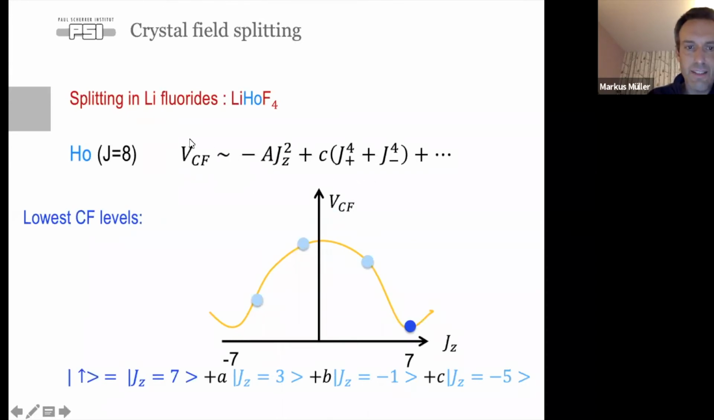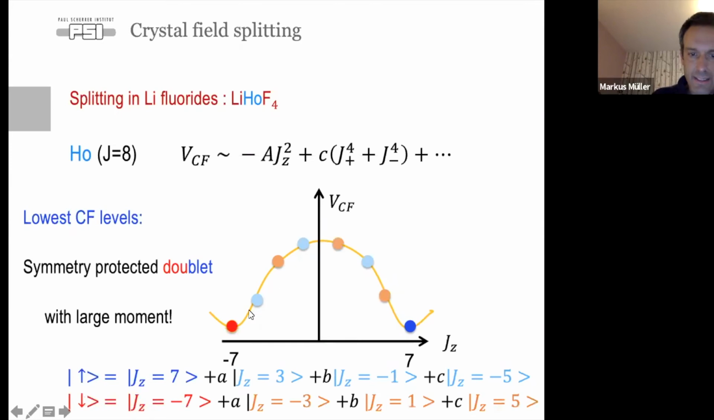In reality, you get a crystal field potential that acts in the lowest shell of this LSJ manifold. Usually it has a form like minus J_z squared, and then some higher order operators. Sometimes the potential has a minimum close to 0. But for holmium, for example, you have a minimum at large J_z, a big potential well. The lowest eigenstate of this crystal field potential is basically an admixture of J_z equals 7 with lighter weights on others. Then there's a second degenerate level, which does not couple to the first level due to symmetry; it is just the time-reversed state. So you have an exact symmetry-protected doublet in holmium, with a large moment, as I said.